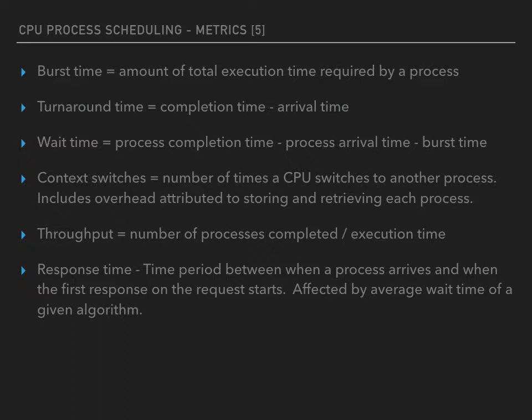And then finally, response time, which is defined as the time period between when a process arrives and when the first response on that request starts. This is affected by the average waiting time of all the processes before a respective process in the ready queue. Typically, we want to reduce the number of all of these metrics.